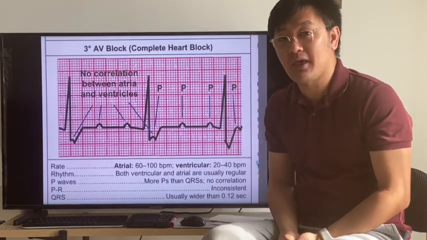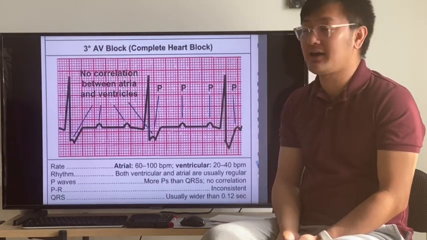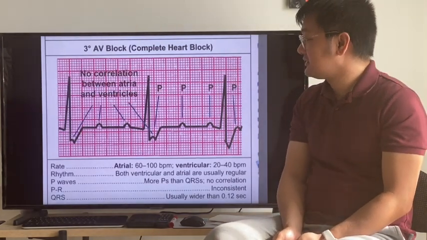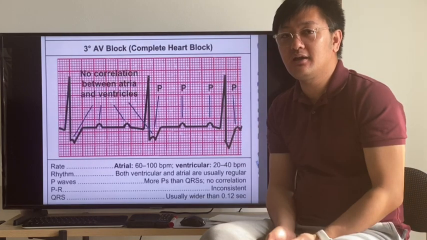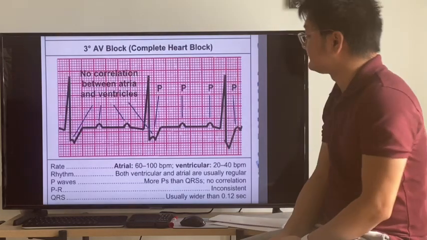We may do pacemaker implantation. We may also give atropine to your patient, okay? That's your complete AV block, okay? I hope you learn, okay, common ECG tracings as well as management, okay?